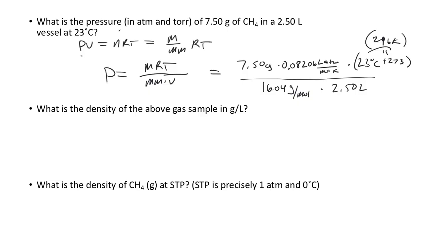And so hopefully most of my units are canceling. Let me do this different color. So grams are canceling, liters canceling, Kelvin's canceling, and then the 1 over mole flips up to mole, so the mole divide by moles canceling. And then the only unit not canceling here is atmospheres, which is good because that's what I'm looking for, is my pressure to be calculated in ATM. So I get 4.54 atmospheres.